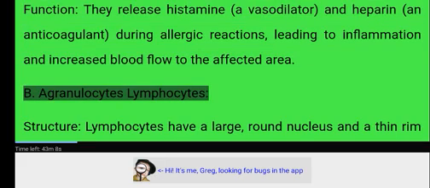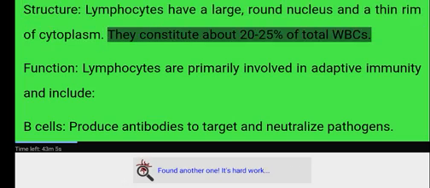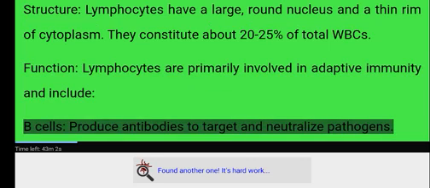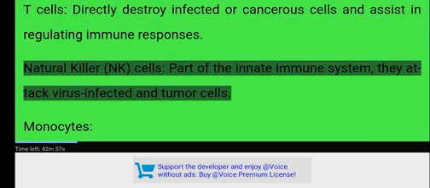B. Agranulocytes. Lymphocytes. Structure. Lymphocytes have a large, round nucleus and a thin rim of cytoplasm. They constitute about 20-25% of total WBCs. Function. Lymphocytes are primarily involved in adaptive immunity and include B cells, which produce antibodies to target and neutralize pathogens. T cells directly destroy infected or cancerous cells and assist in regulating immune responses. Natural killer (NK) cells, part of the innate immune system.